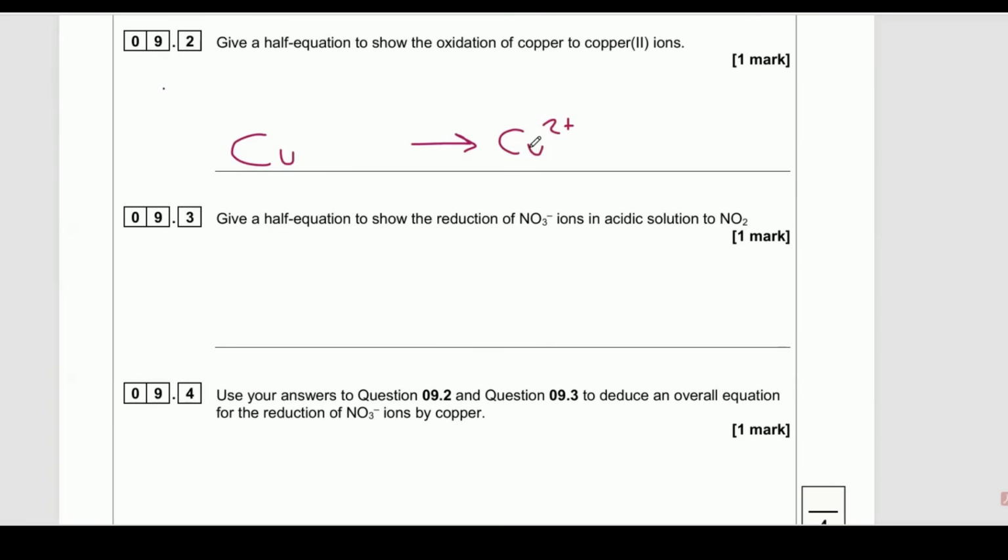But what has it lost? It's lost 2 electrons. So that is literally the equation. Simple as that. Beautiful. Right. I've got a bit of a big space there, but ho-hum.